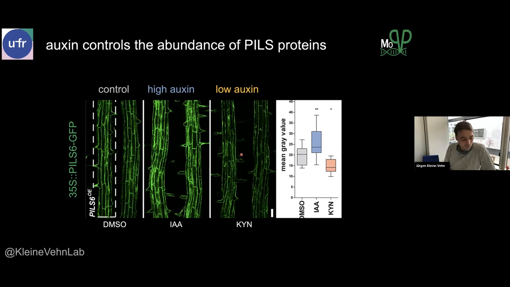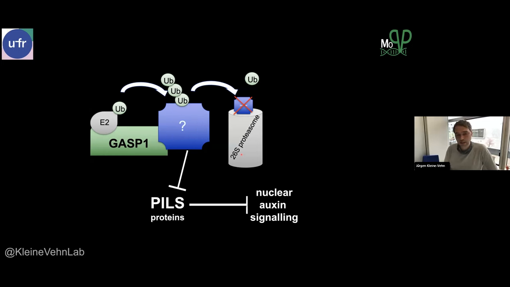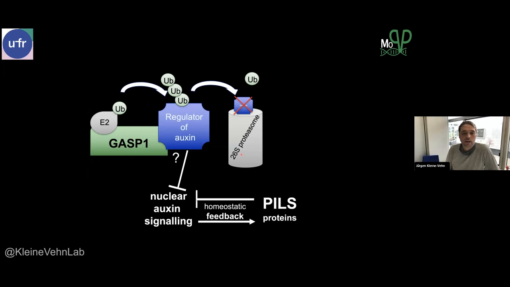So we came a long way with the screen, initially hoping that we would identify direct regulators of PILS protein abundance. At least in case of GASP1, we realized that the effect on the PILS proteins is actually indirect. And in the course of the project, we realized that this indirect effect is via an effect on nuclear auxin signaling. We still don't know how GASP1 is molecularly connected to nuclear auxin signaling, and we also still don't know how PILS turnover is molecularly regulated.